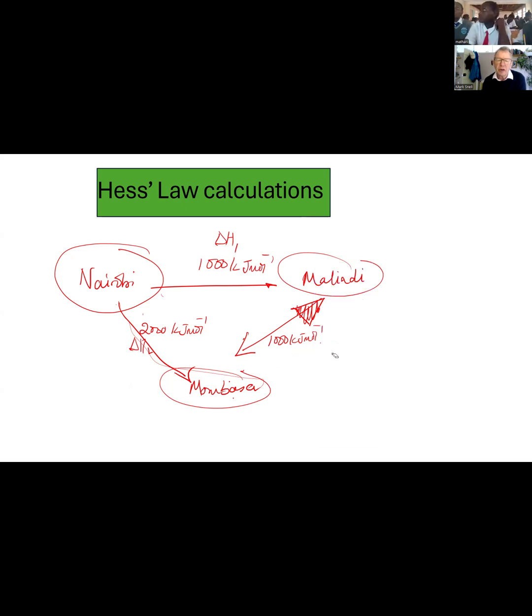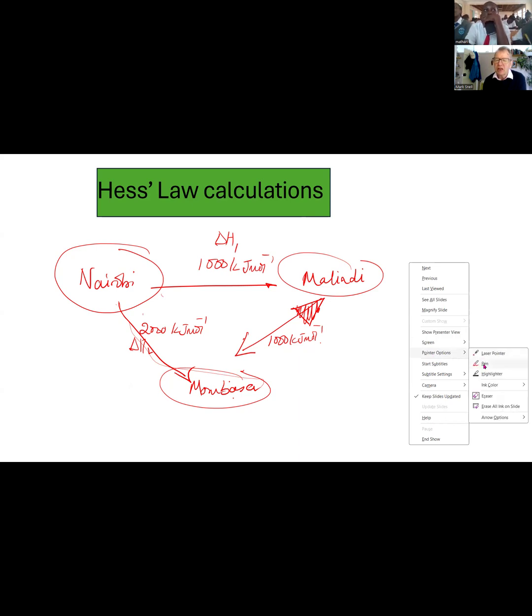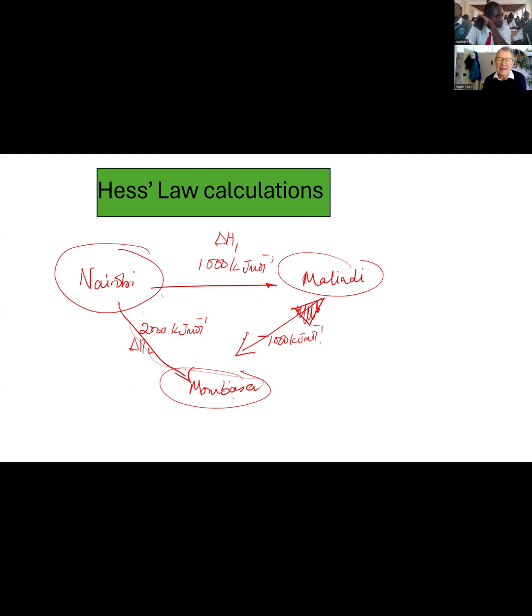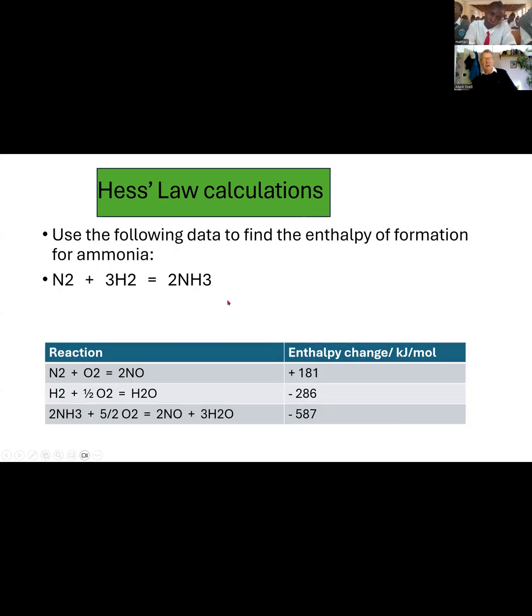So we've got this one here. I've got to reverse it. Instead of it being 1,000, I've got to change the arrow. It's got to go backwards and it's got to change to negative. Then 1,000 is 2,000 minus 1,000. In other words, delta H1, that's that one, is equal to delta H2 and delta H3 reversed, minus delta H3. Change the arrow direction. Here it is.